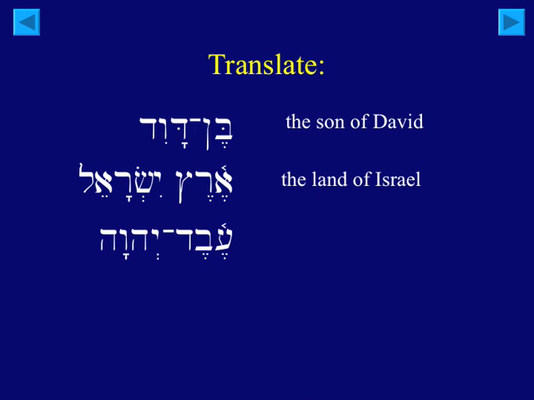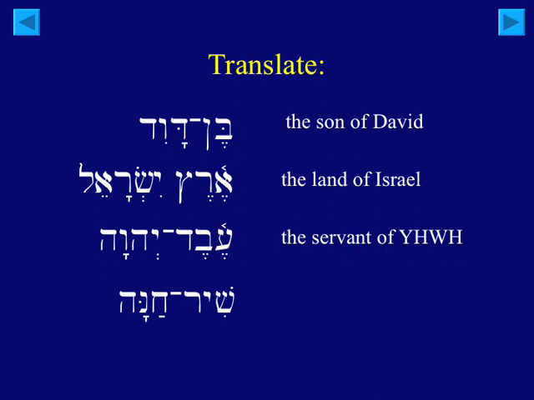Or Eved Adonai, Eved, a noun that means servant, Adonai, the personal name of God, Yahweh, and it's been translated the servant of Yahweh, not simply servant of Yahweh. Shir is a noun that means song. Hannah is a proper noun, personal name. And the proper translation, the song of Hannah, not simply song of Hannah.